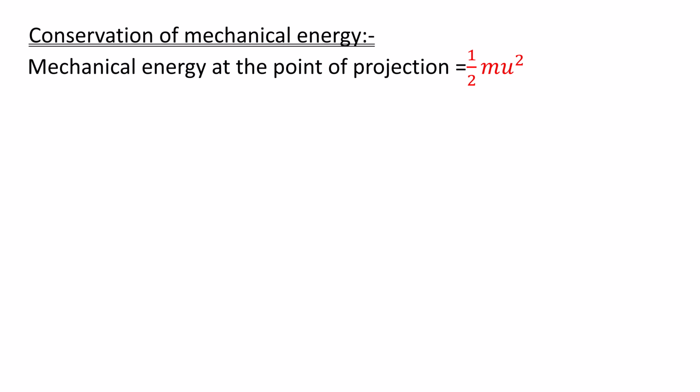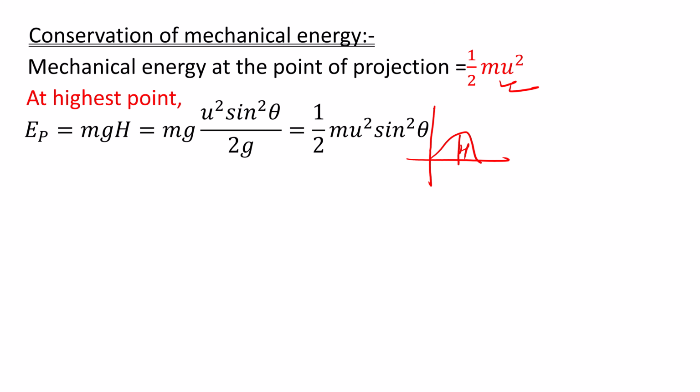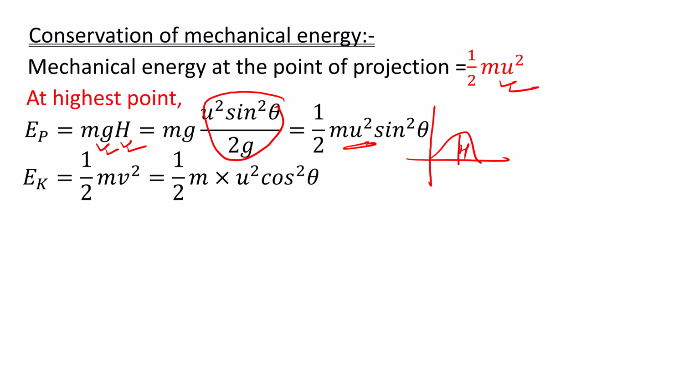Conservation of mechanical energy. In projectile motion, the mechanical energy is conserved. Mechanical energy at the time of projection is (1/2)mu². At the highest point, here this is the highest point H, potential energy equals mgH. Let's substitute the value of H, u² sin²θ by 2g. Kinetic energy equals (1/2)mv², which is (1/2)m u² cos²θ, as there is horizontal velocity only.